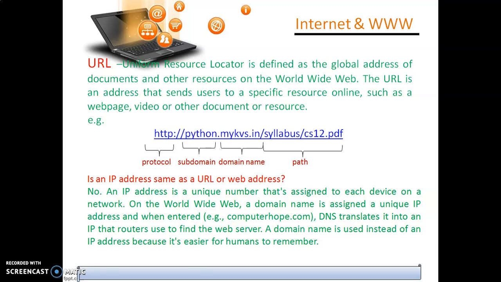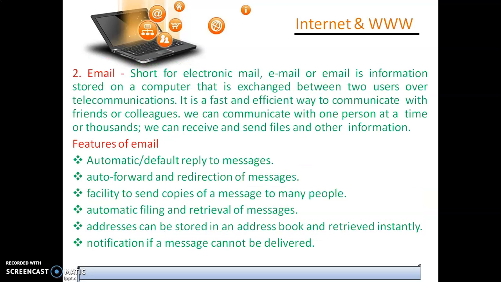Now the DNS, domain name system, translates it into a human readable form that serves as a request-response system to the web server. A domain name is used instead of an IP address because it is easier for humans to remember the domain name rather than IP addresses, which are numbers. Instead, they will remember the names.